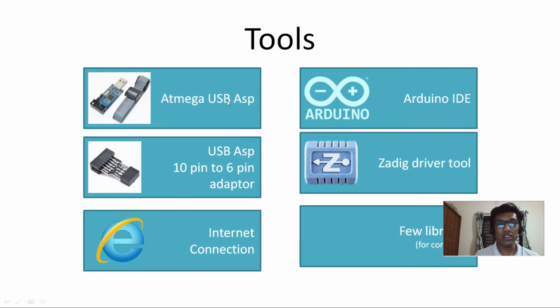What tools we will require for this is a Mega USB ASP. You can use any other brand USB ASP. So we need to convert the 10 pin to 6 pin, and for that we need an adapter, then an internet connection to download the firmware and some of the drivers and tools. And on the tools we need Arduino IDE, then Zadig driver tool which helps us to install the driver for the USB ASP and a few others.